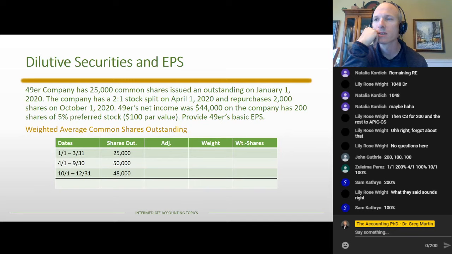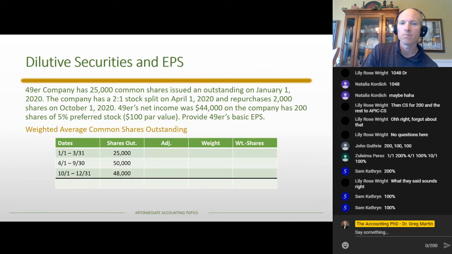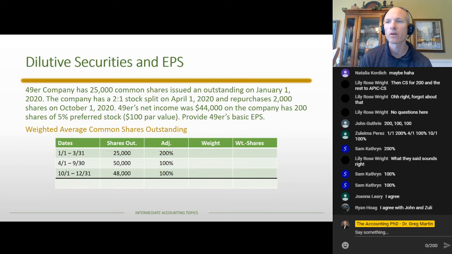Good. Yep. Everyone seems to agree, and that is correct. So 200% adjustment for the first row, and then 100 to 100. Everyone seems to agree that's good.